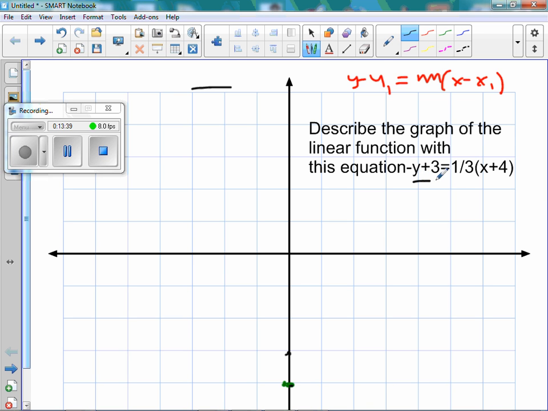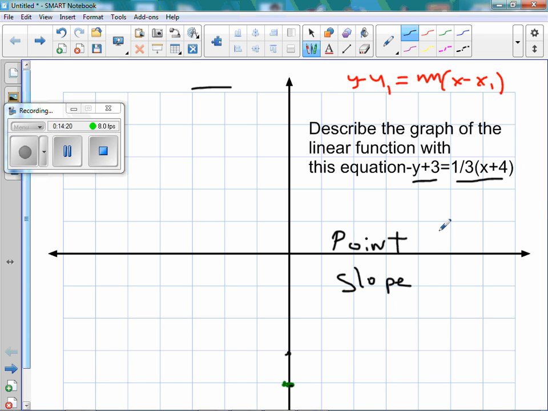So remember, this is in point-slope form, and this is our equation: y minus y1 equals m times x minus x1. And remember, you need to have a point and a slope to describe the graph. So to describe the graph, we need to find the point and we need to know the slope. So from that representation, can we tell the point? We know this is the y, this is y1, and this is x1 for the point.